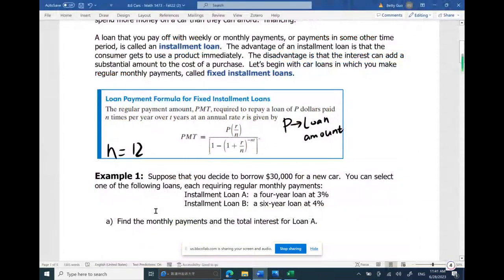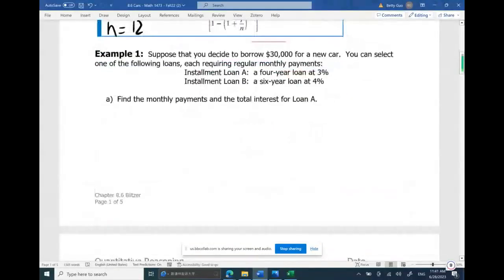Let's go back to our guided note and look at the example. Suppose that you decide to borrow 30 grand for a new car. You can select one of the following plans, each requiring regular monthly payments. So N equals 12. I have not heard anyone pay back a car loan or home mortgage by another period of time. Always by month, probably because if we have a job, we get paid by month. Sometimes we get paid bi-weekly, every 2 weeks, but most of us get paid by month.